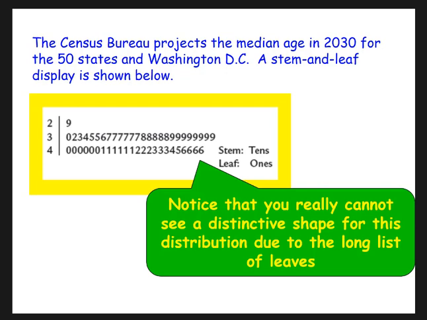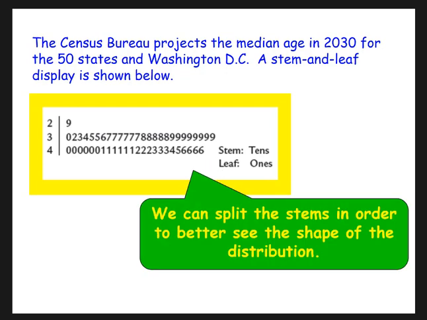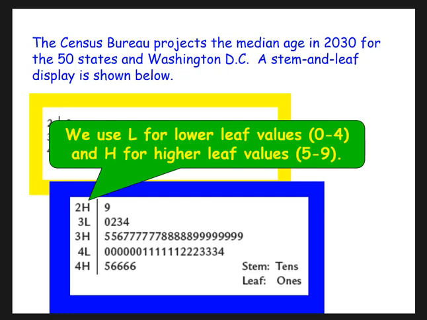Notice you really cannot see a distinctive shape here because there are only 3 categories. Since there's a high frequency for each category, we can split them up. In other words, low is from 0 to 4, and high is from 5 to 9. Notice they're the same size. So the 2H would be the 5 to 9, so that's the 29.